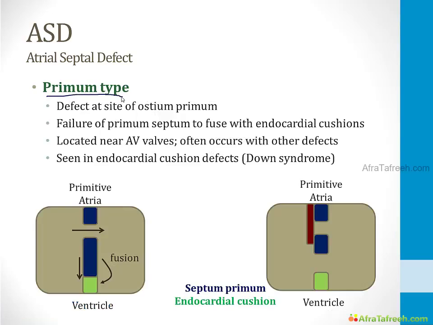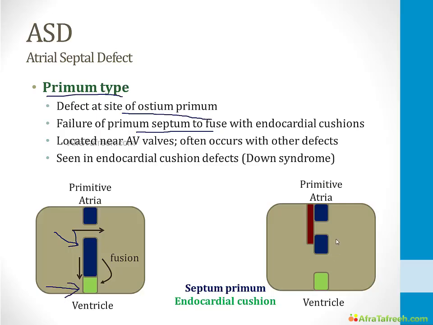This is a hole or defect in the wall that is found at the site of the embryologic ostium primum. This type of ASD occurs when the septum primum fails to fuse with the endocardial cushions. If you look down at the bottom of the screen here, I've shown another cartoon from the video on cardiac embryology. And in that video, I discuss how the septum primum, shown in blue here, grows down towards the ventricle and fuses with the endocardial cushions indicated by this green square.